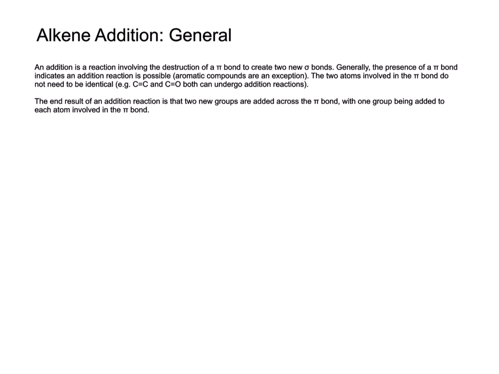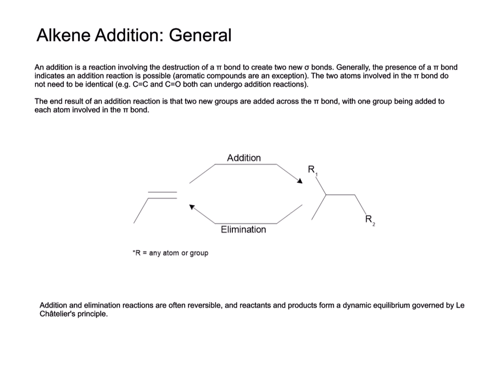The end result of an addition reaction is that two new groups are added across the pi bond, with one group being added to each atom involved in the pi bond, as you can see here. Addition and elimination reactions can be thought of as opposites, which means that additions and eliminations are often reversible, and the reactants and the products form a dynamic equilibrium governed by Le Chatelier's principle. Lower temperatures tend to favor addition reactions, while higher temperatures tend to favor elimination reactions.